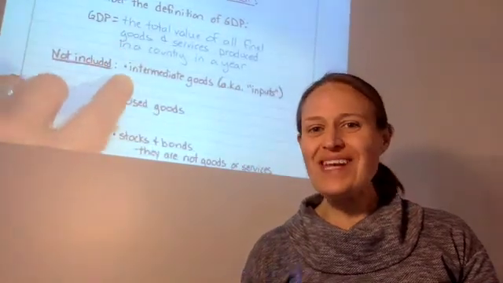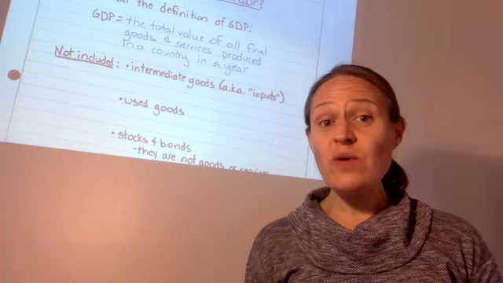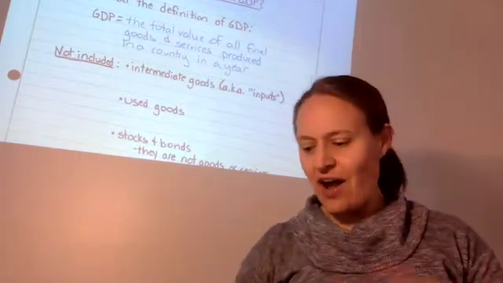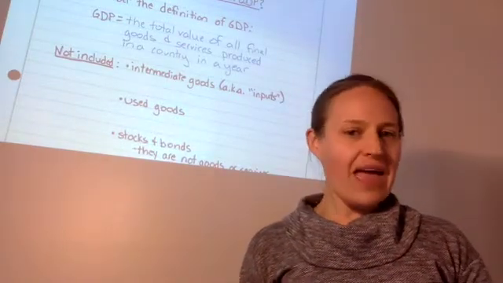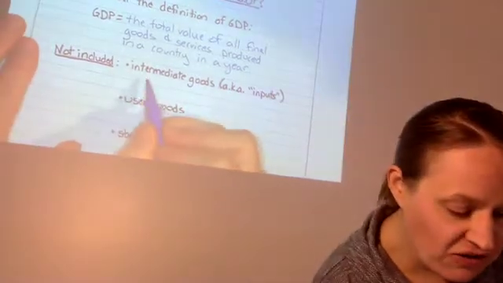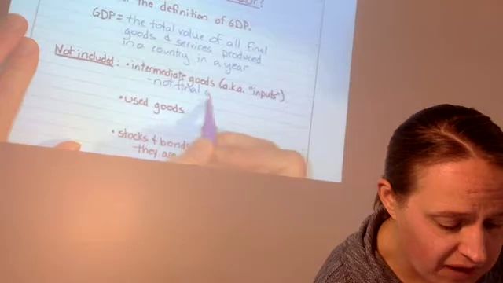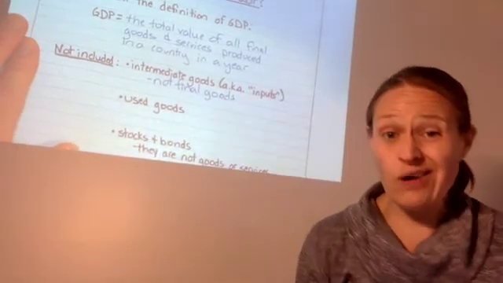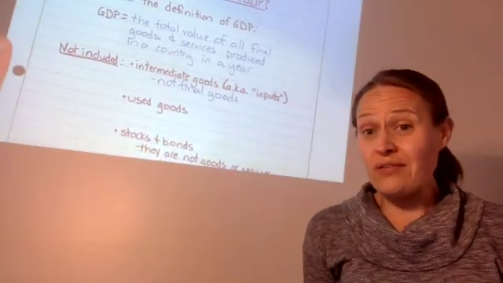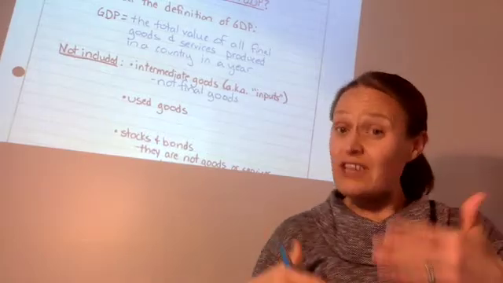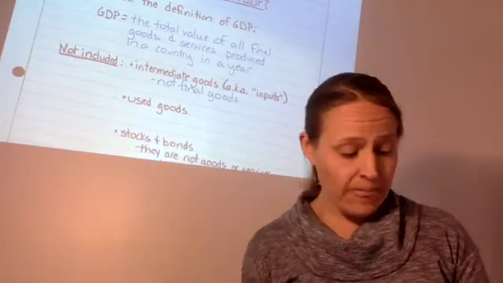So intermediate goods, those are also called inputs. We've already talked about those. They are not final goods, and so they don't count. So why are they not included? They are not final goods. They only count the final goods. And we already talked about how they don't count the intermediate goods because then they would be counted more than once. They would be double counted.